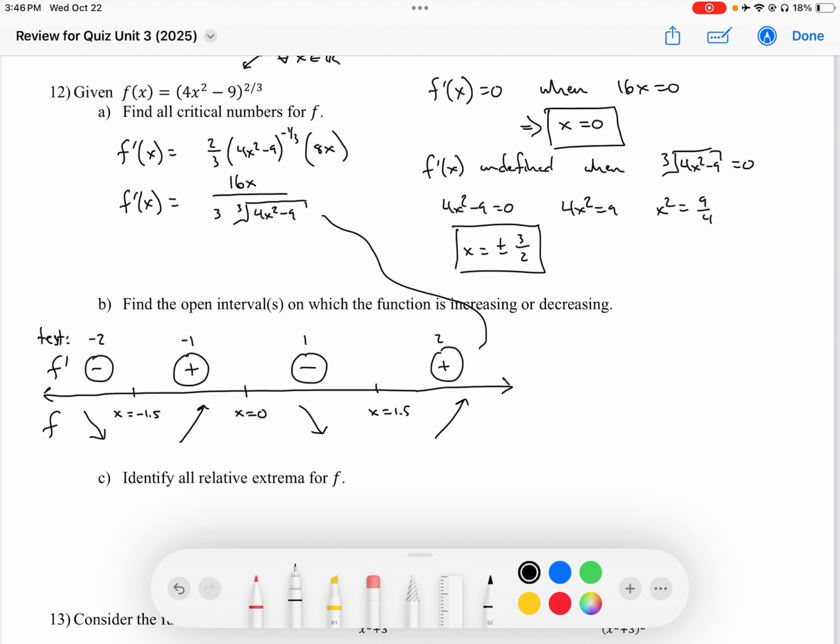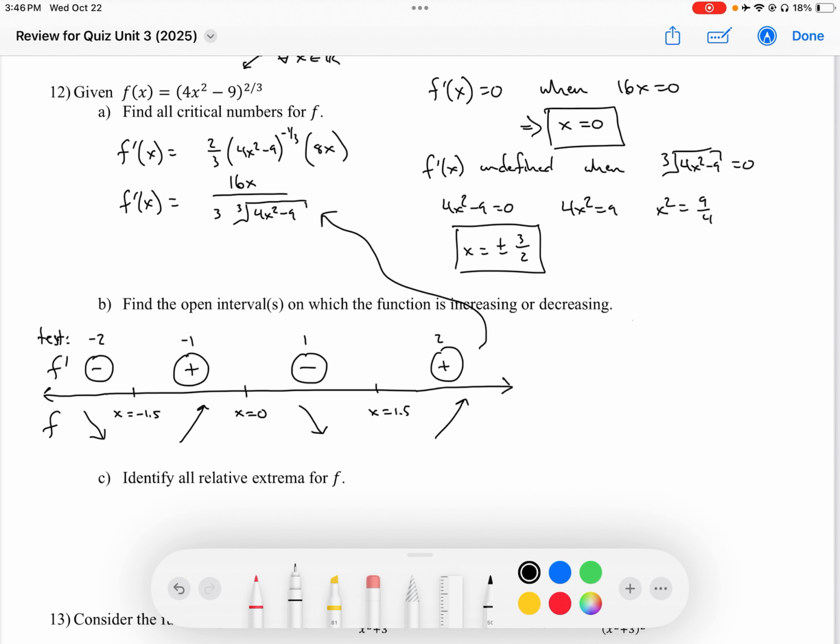I'm plugging 2 in here, and I'm saying 16 times 2 is positive, and 3 times the cubed root of 4 times 2 squared minus 9 is also positive. So it's positive over a positive, which is positive. I don't really care what it simplifies to, but I know that it's going to be positive. In any case, that gives me a lot of information.